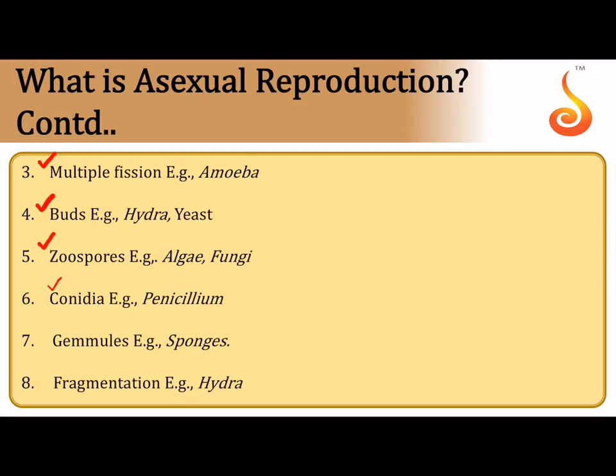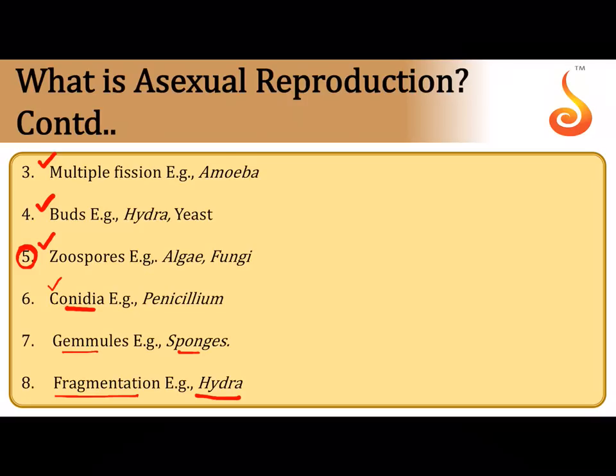Now these are all from 5 onwards. Basically it is the formation of special asexual structures. Asexual structures like zoospores in algae and fungi. Asexual structures like conidia in penicillium, which is a fungus. Gemmules in sponges, which belong to phylum Porifera. And there is a process called fragmentation that happens in hydra. So 8 different modes of asexual reproduction we have lined up now.